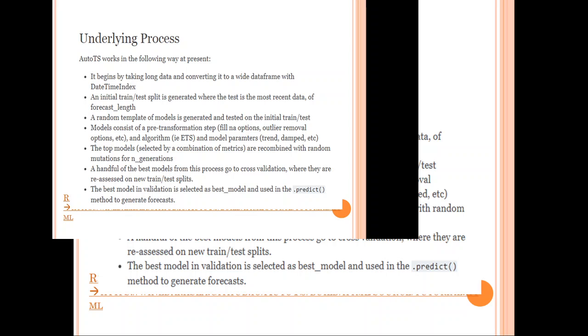So how does it really work? It begins with taking the long data and converting it to wide data, and it does an initial split to run the model, and then random models are chosen. It also does the pre-transformation, the data prep stuff, the fill NA, the outlier removal, and so on. And finally, when it collects the top models, it collects them by a combination of specific metrics, which we are going to talk about, and then they are recombined with random mutations of n generations. So the number of generations is how many different models you want to try, how many trials you want to do.